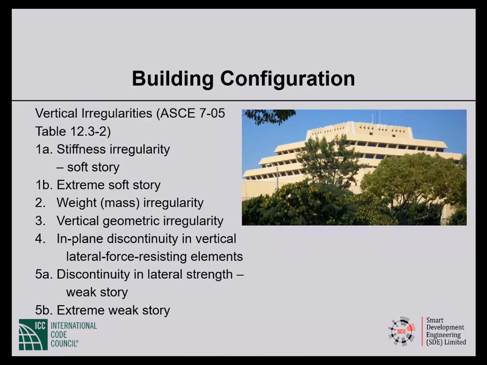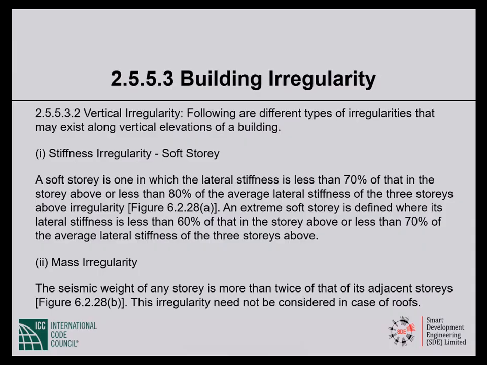Okay. Now, along the way, the soft story irregularity was split into 2 parts: soft story and extreme soft story. And similarly, weak story irregularity also was split into weak story and extreme weak story. The definitions are given also in 2553. This is now 2553.2, vertical irregularity.